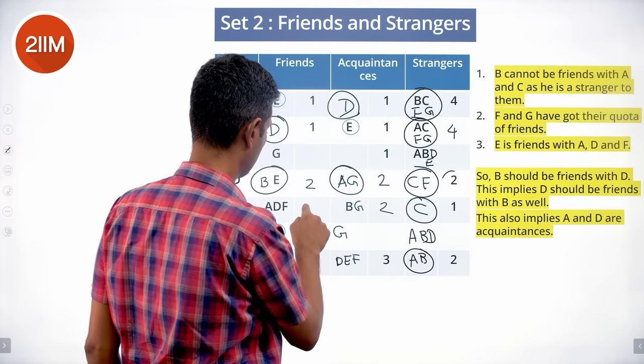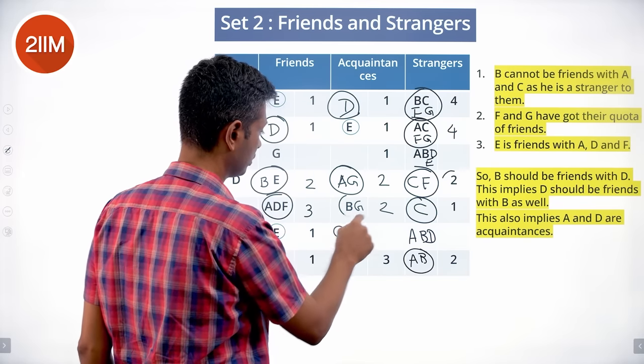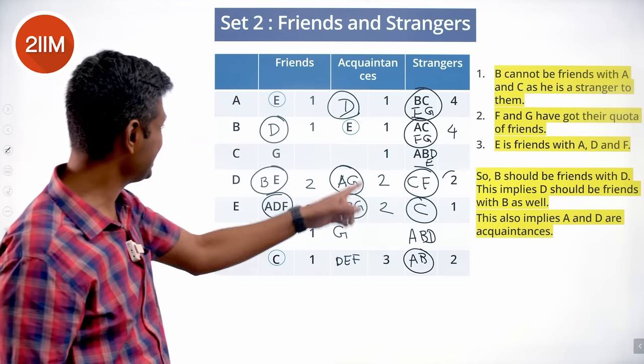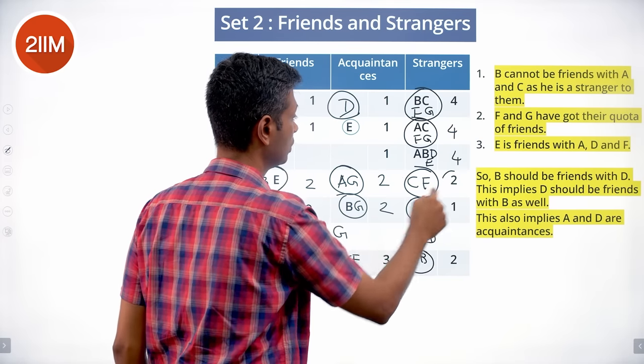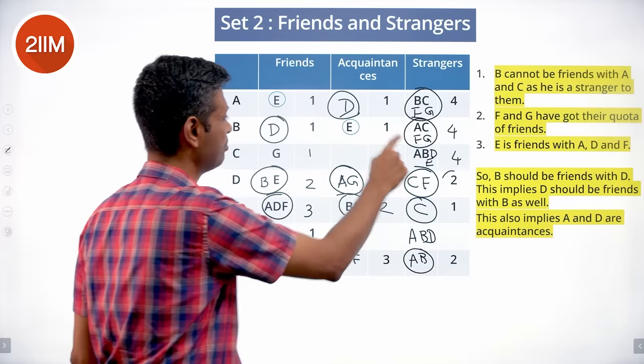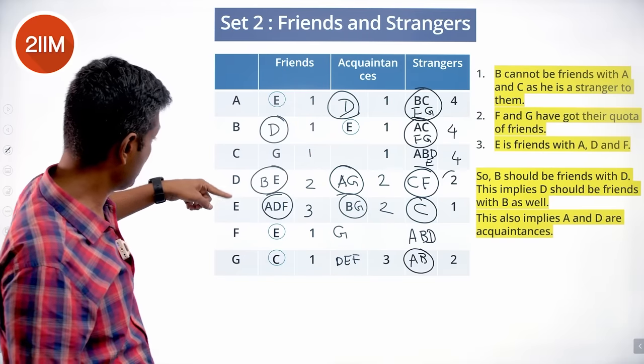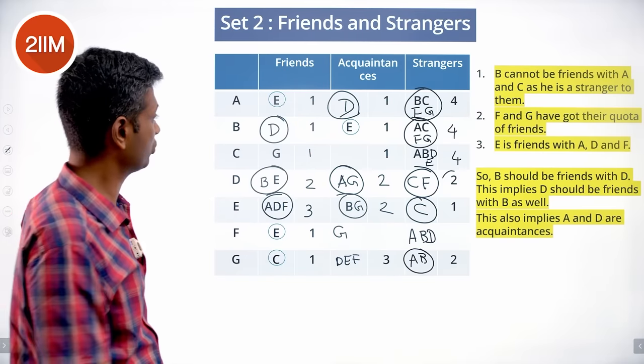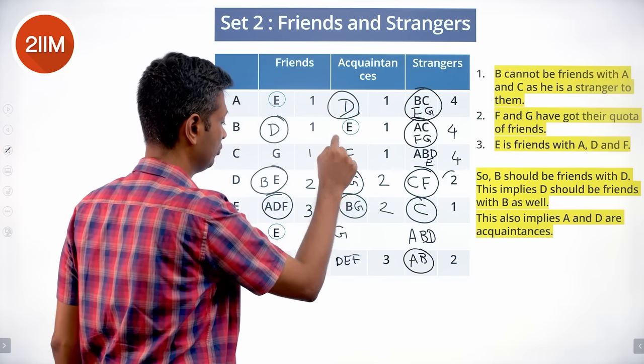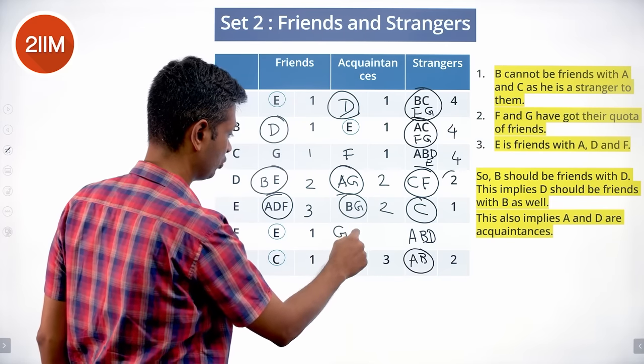This should be 2. This should be 3. This is done. This is done. A, B, D, E, that makes it 4. This is 1. This is 1. A, B, D, E are accounted for. A, B, C, D, E are done. G is covered. F is missing, so this should be F. If this is F, there should be a C here.